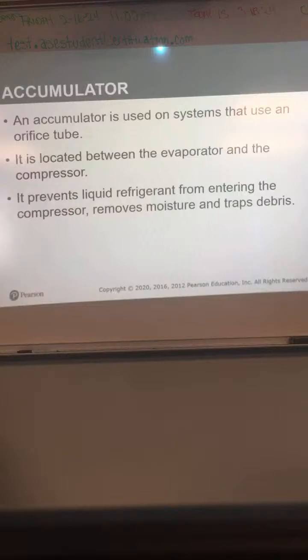Okay, if it has a fixed orifice tube, it's going to use an accumulator. It is located between the evaporator and the compressor. It has a little bit different job, but kind of the same. Prevents liquid refrigerant from entering the compressor, removes moisture, traps debris.